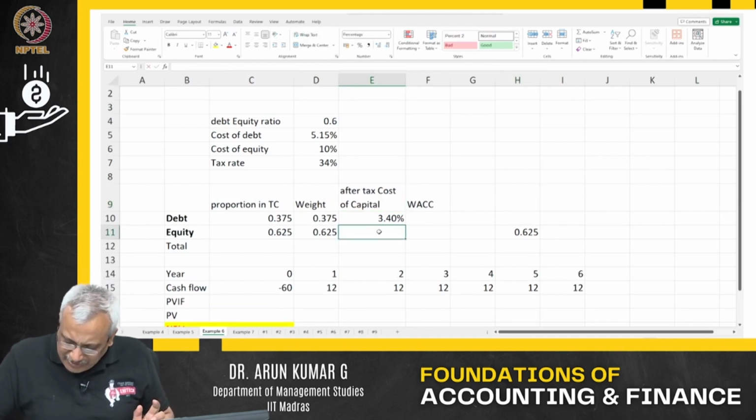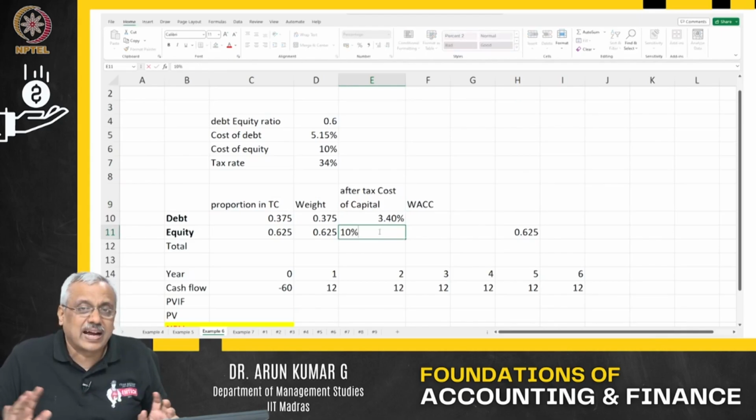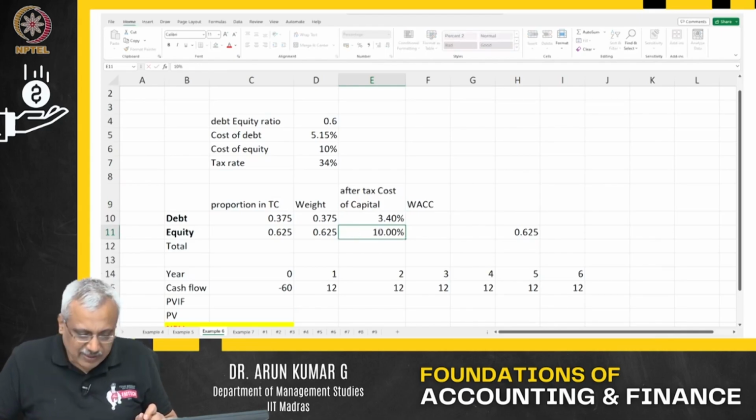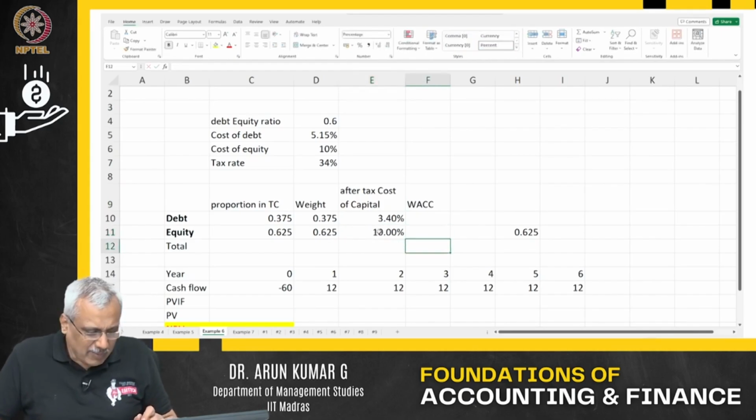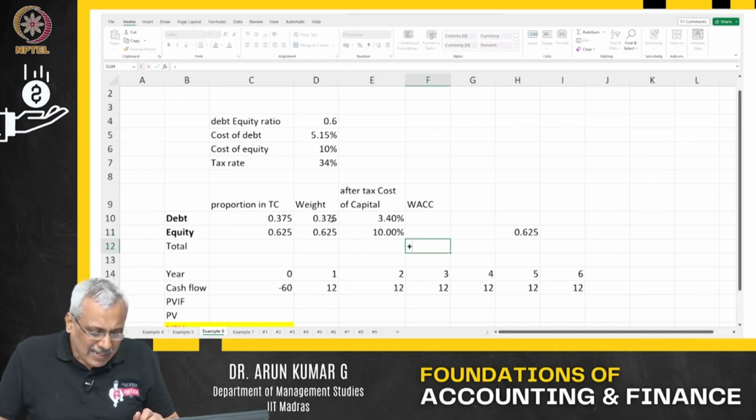Cost of equity, they have given us 10% straight away. I do not even have to worry about calculating it. Now what is WACC? My WACC is going to be my weight of debt into the cost of debt. I have to use a parenthesis.